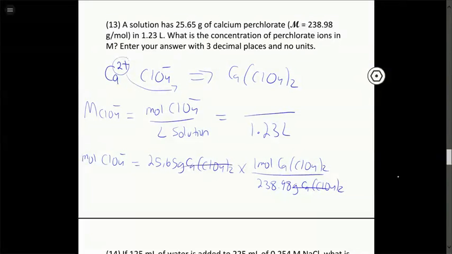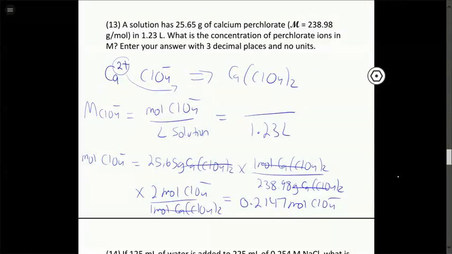But then remember, since we're carefully labeling things here, this is moles of calcium perchlorate. We're looking for moles of just perchlorate. And if we look at the chemical formula, there are 2 perchlorates per mole of compound. We have to multiply by 2 again. Well, last time it was 3, but this time 2 ClO4 minuses for every 1 calcium perchlorate. And so that gives us 0.2147 moles.